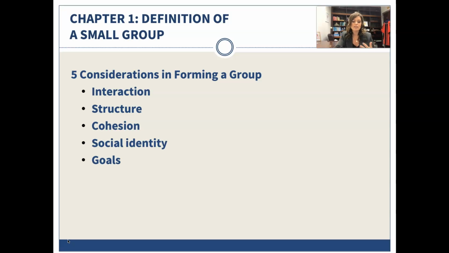Goals. The last one is goals. What is the group working to accomplish? So when we're thinking about a group, it needs to have those 5 aspects or attributes in order to really be considered a group.